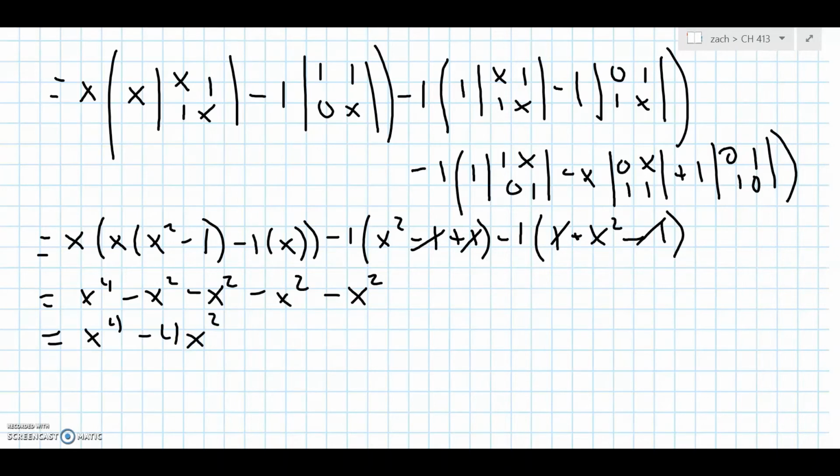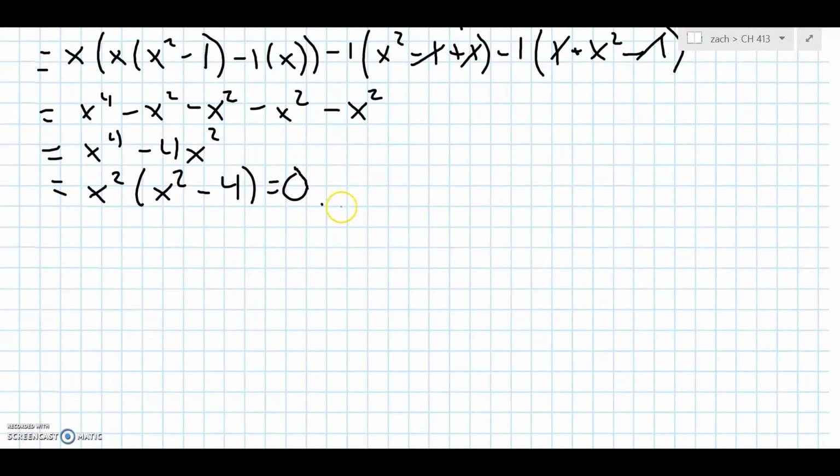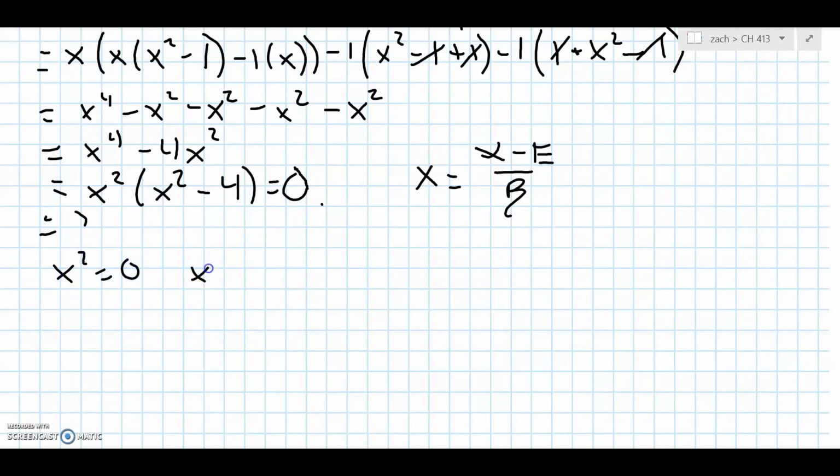So now we're going to be looking at something that looks like x squared times x squared minus 4 is equal to 0, right? So what is x? So now you had some time to think about what x is. So remember what we defined x to be. We defined x to be alpha minus E divided by beta. So this solution over here gives us that x squared is equal to 0 and x squared is equal to 4.